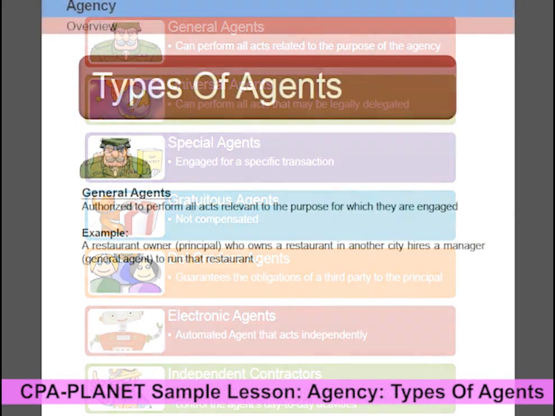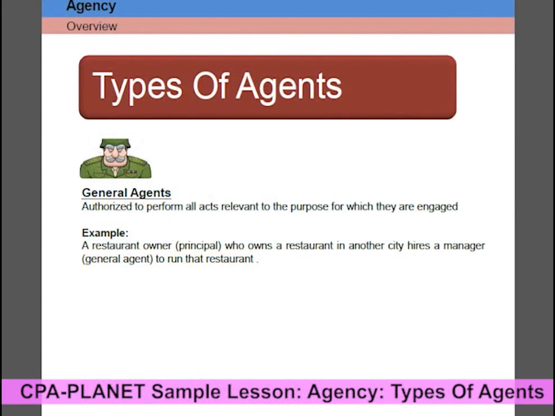Okay, let's go through all these briefly. General agents, example: a restaurant owner who owns a restaurant in another city hires a manager, a general agent, to run that restaurant. Okay, that person's authorized to do anything related to running the restaurant.